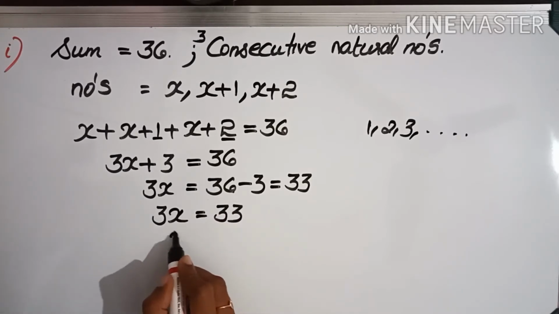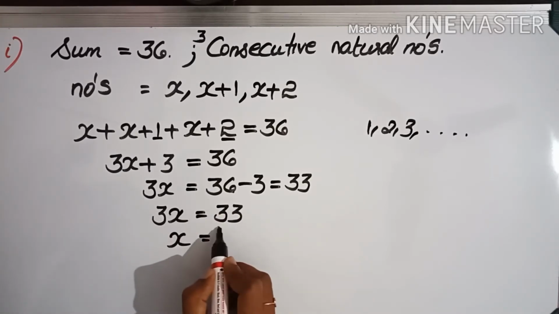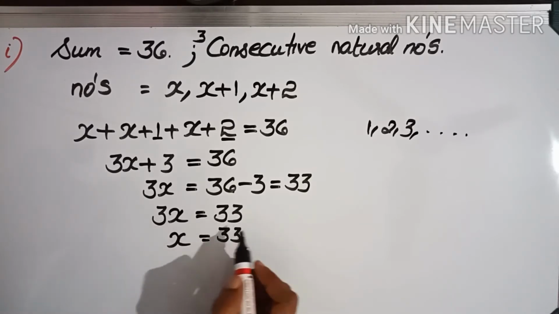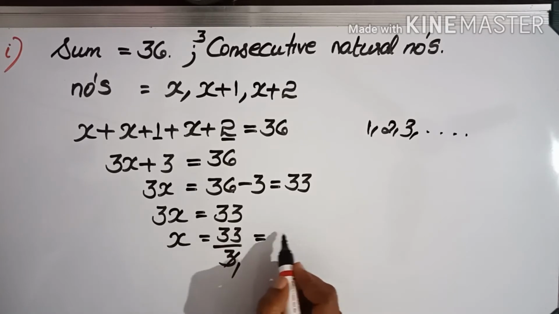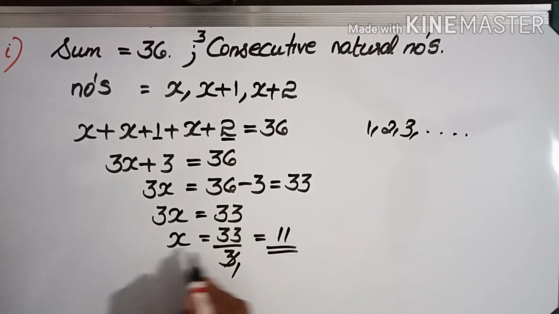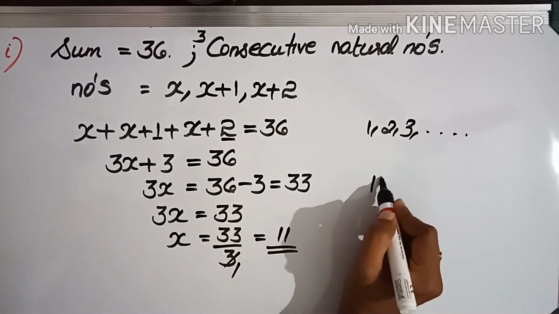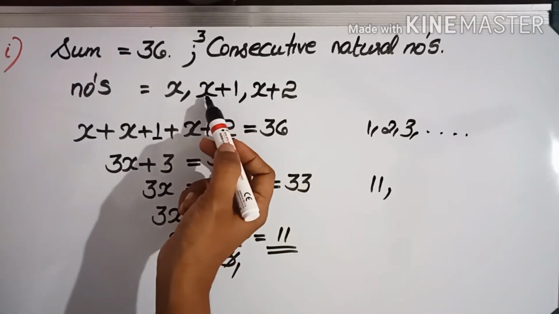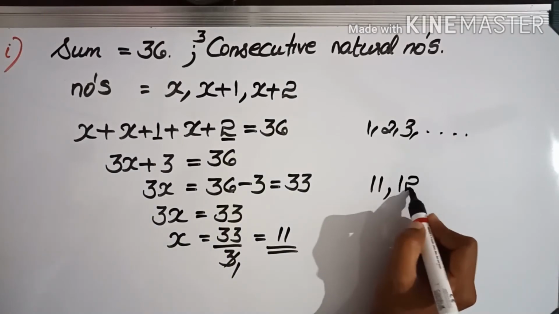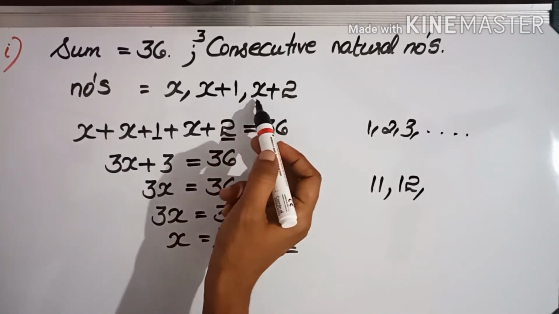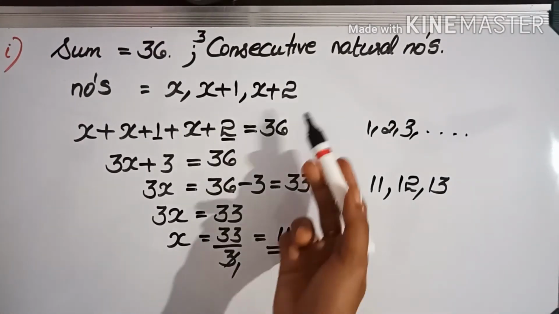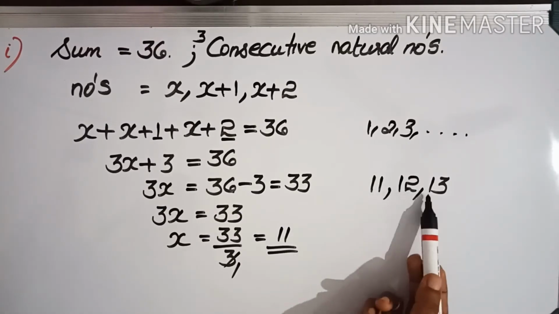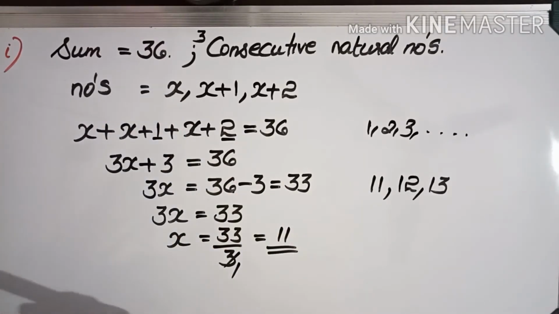Now keep x here and take the 3 to this side. So 33 divided by 3. In 33, how many 3s? 11 threes. So we got x as 11. That means the first number is 11. The next number will be 11 plus 1, that is 12. Next will be x plus 2, that is 11 plus 2, it will be 13. So these three are the consecutive natural numbers. When we add these three numbers, we get the answer 36.